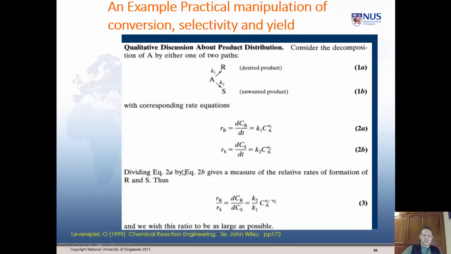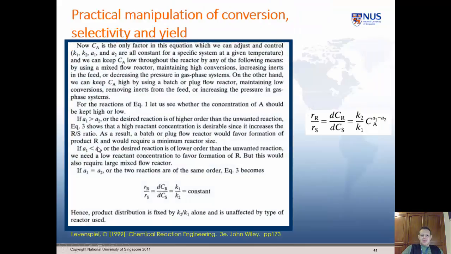And the third stage is to divide the desired by the undesired. So you put the desired rate equation on top and the undesired rate equation beneath. Now clearly all we now need to do is we need that ratio to be as large as possible. So now we know what the aim of the exercise is, we know what we're going to be doing. Okay, this is sort of obvious in one sense. We need our ratio to be as large as possible.